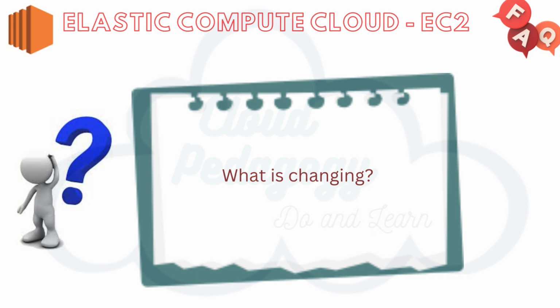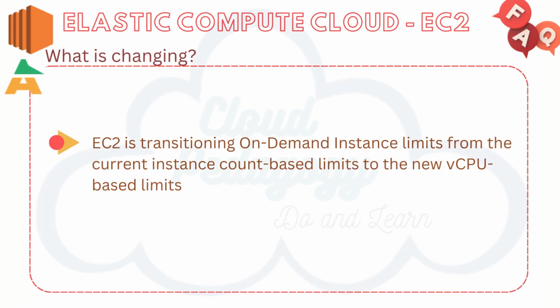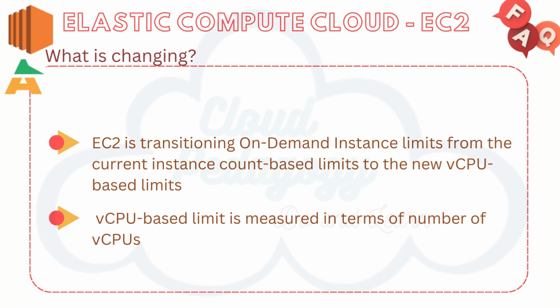What is changing? Amazon EC2 is transitioning on-demand instance limits from the current instance count based limits to the new vCPU based limits to simplify the limit management experience for AWS customers. Usage toward the vCPU based limit is measured in terms of the number of vCPUs, which are virtual central processing units, for the Amazon EC2 instance types to launch any combination of instance types that meet your application needs.